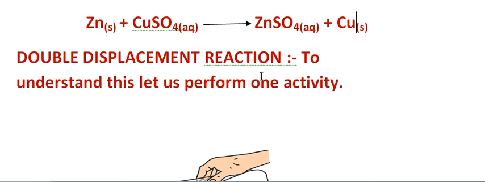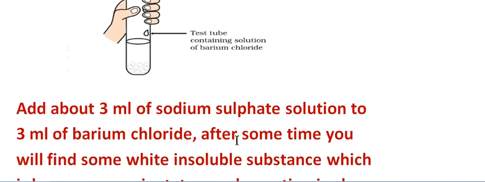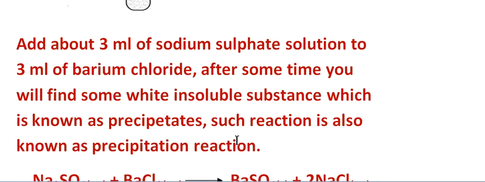To understand double displacement reaction, again we have to perform an activity. For that activity, you have to take two test tubes. In one test tube, put 3 ml of the sodium sulfate solution and in the other test tube, take about 3 ml of the barium chloride solution. Now mix both the solutions. After some time, you will find white color precipitates are obtained which are insoluble.